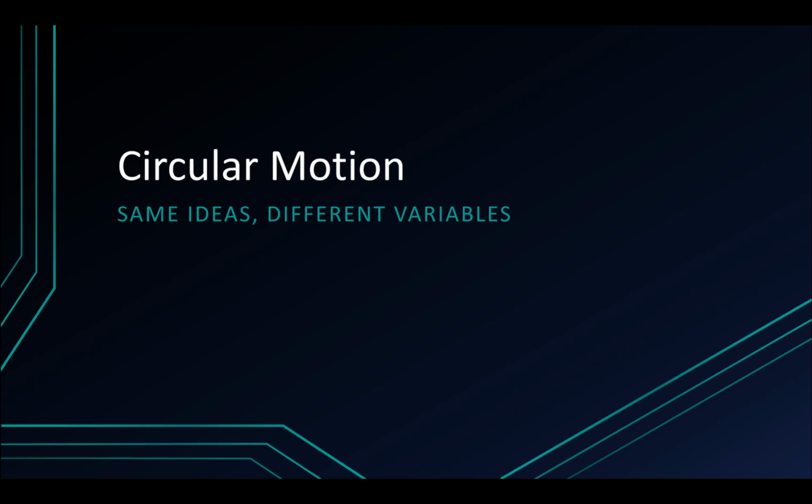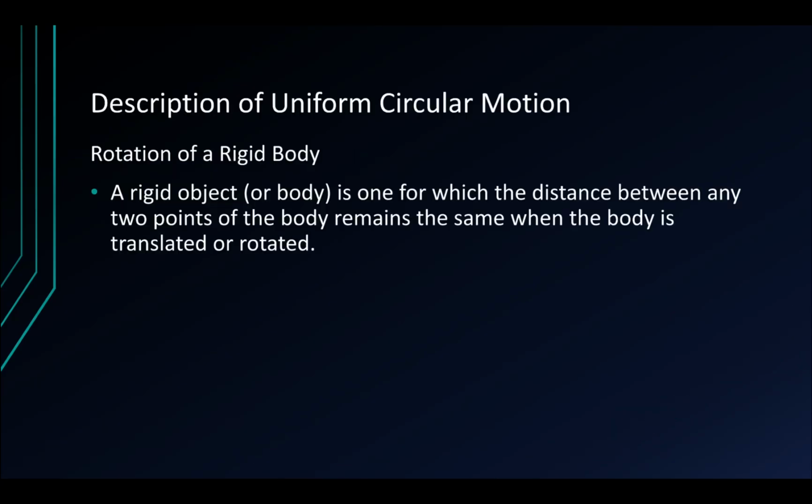All right, so now we're going to talk about circular motion. We're going to see a lot of the same ideas. We're going to see a variation of kinematic equations. We're going to talk about forces again, but we are going to have different variables, and these variables are going to be specific for circular motion.